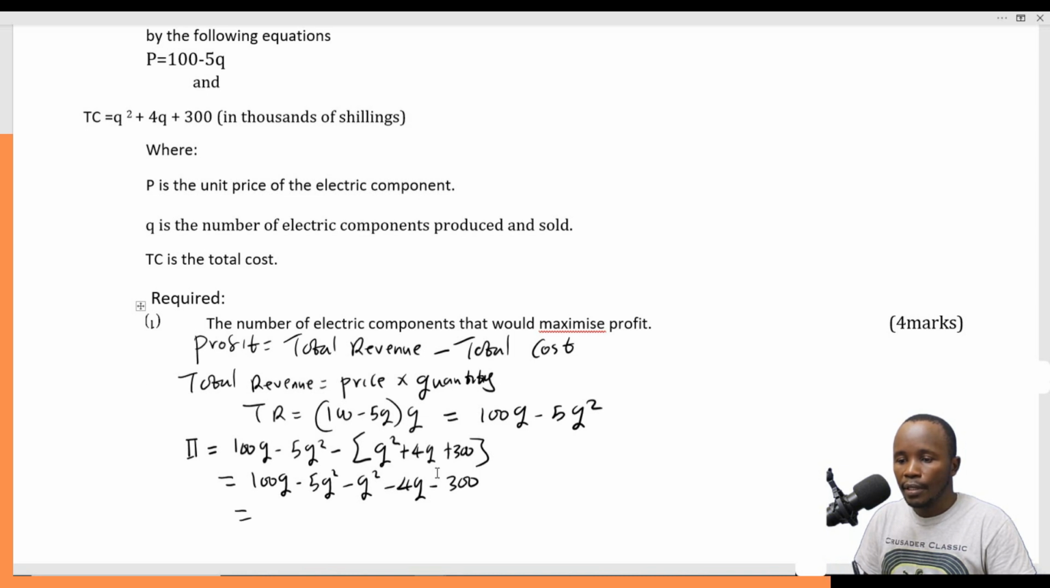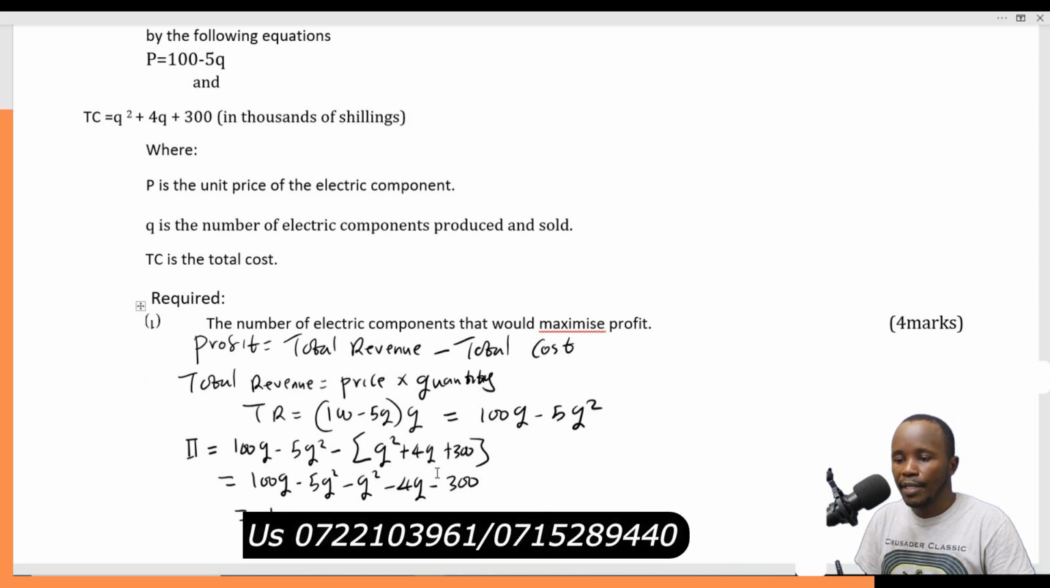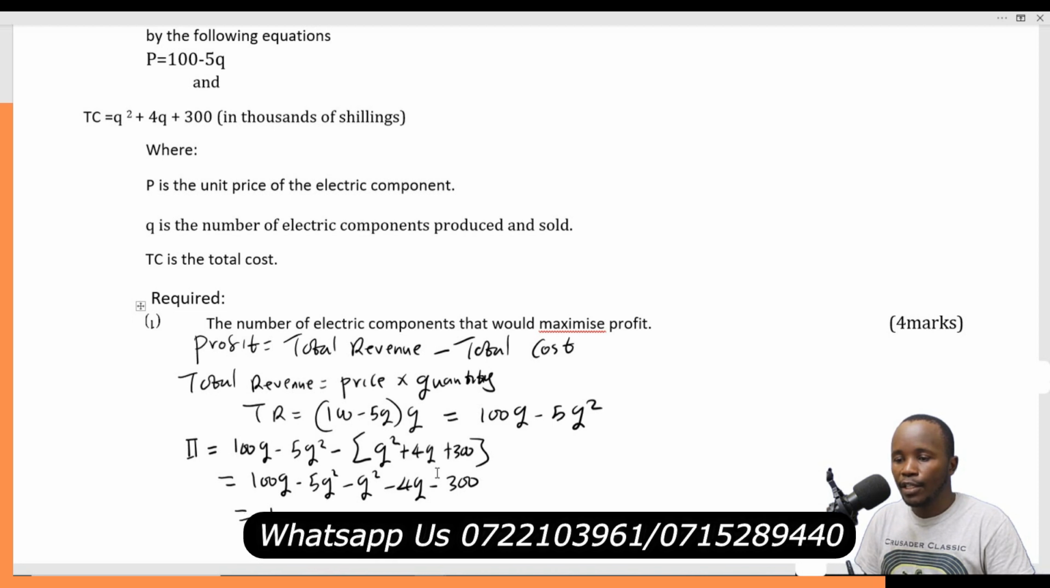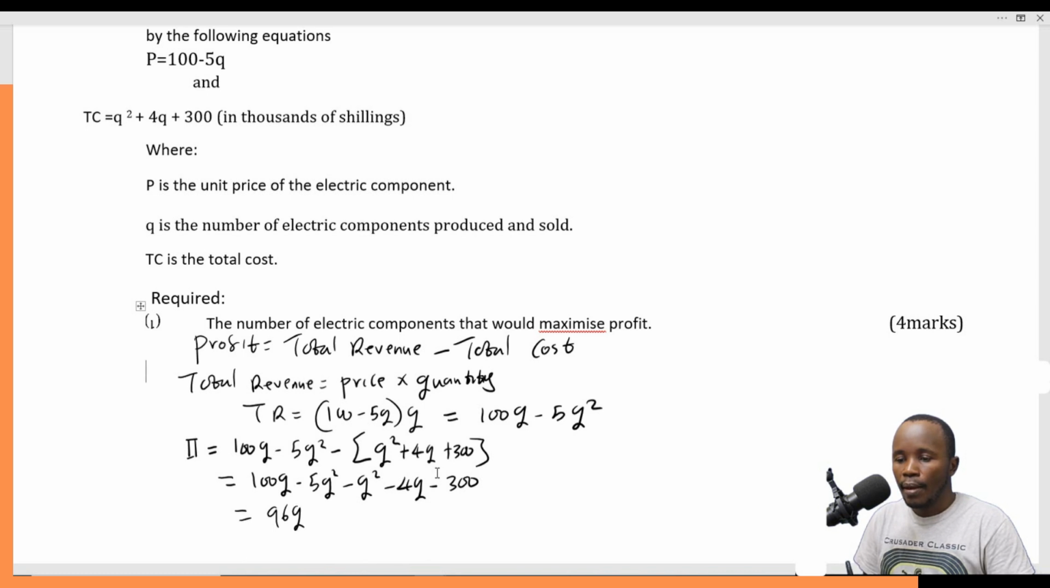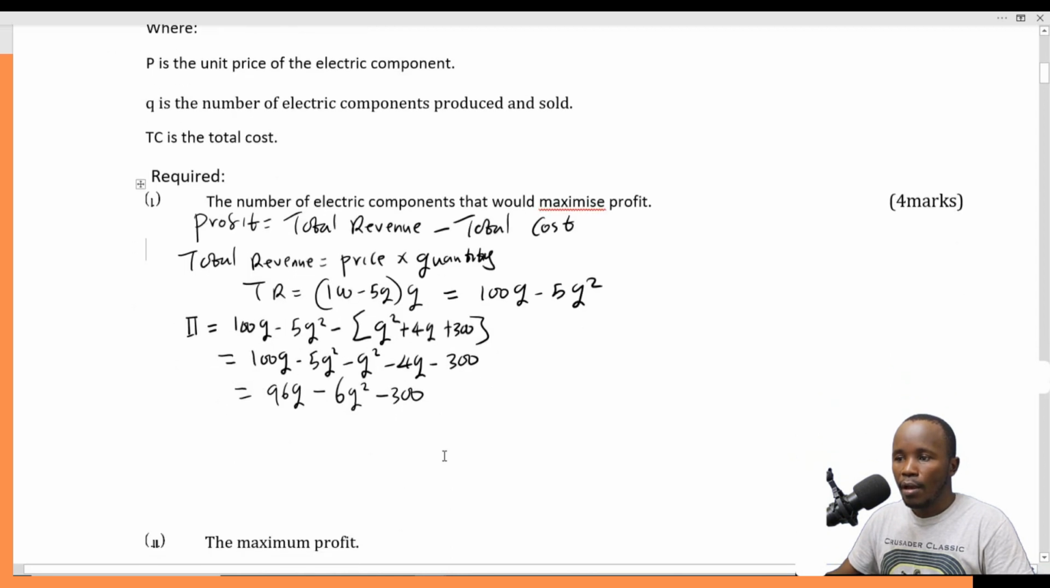Of course, when you open the bracket, I'm obeying the rules of multiplication. That means negative times positive gives me negative. So here I will have 100Q minus 4Q. What do you get? Should give me 96Q. Minus 5Q squared minus Q squared, this is going to give me 6Q squared, then minus 300. Now this one is called a profit function.